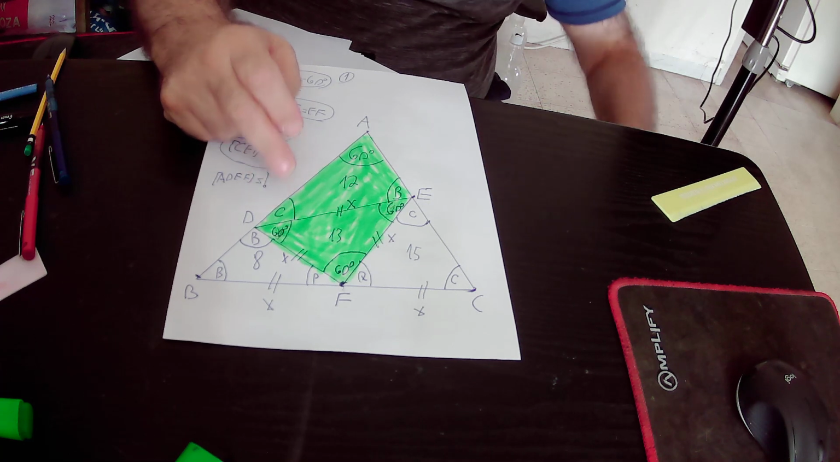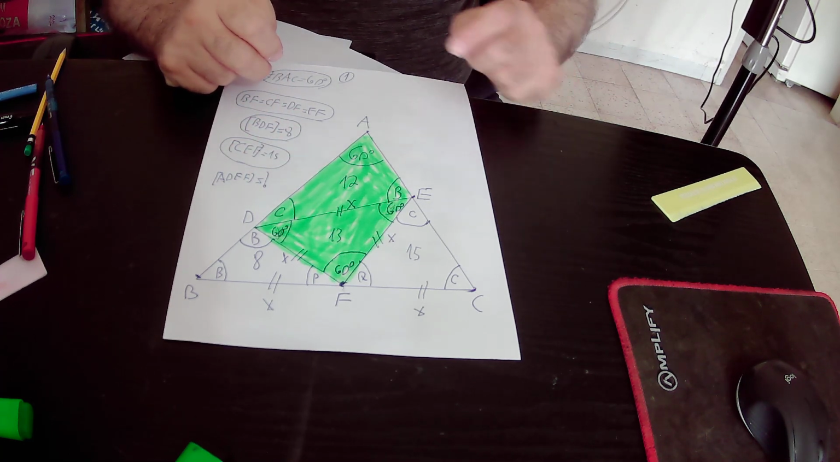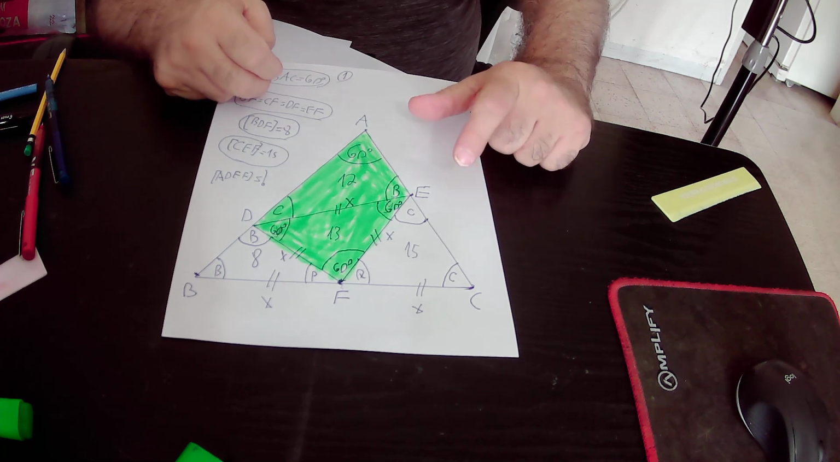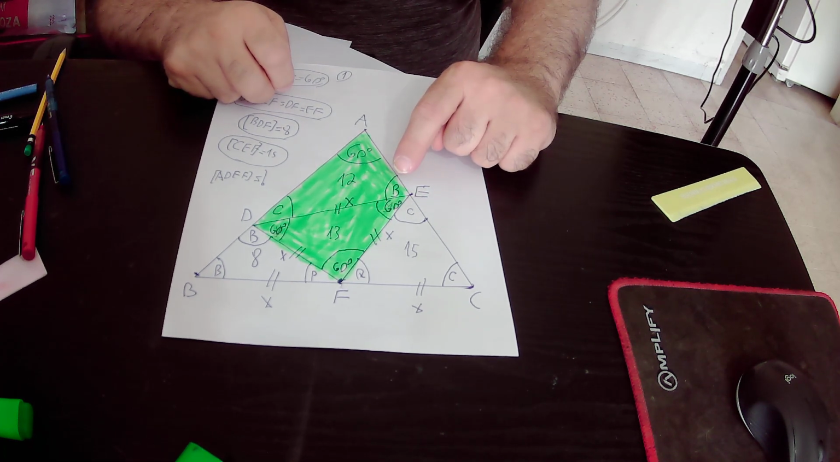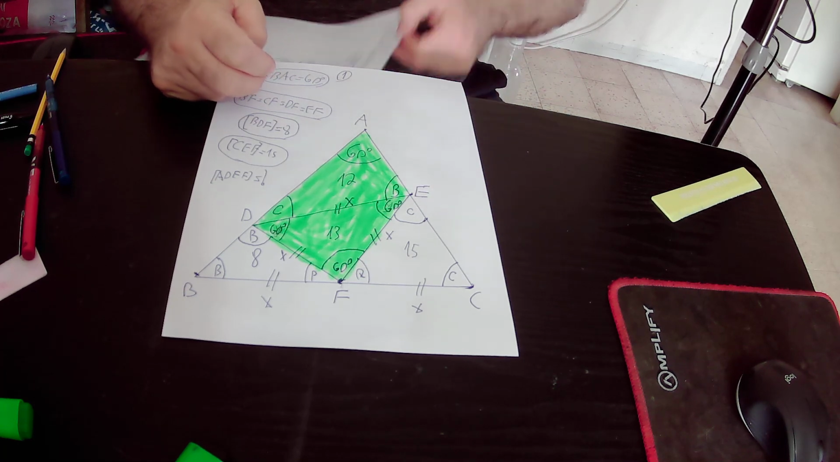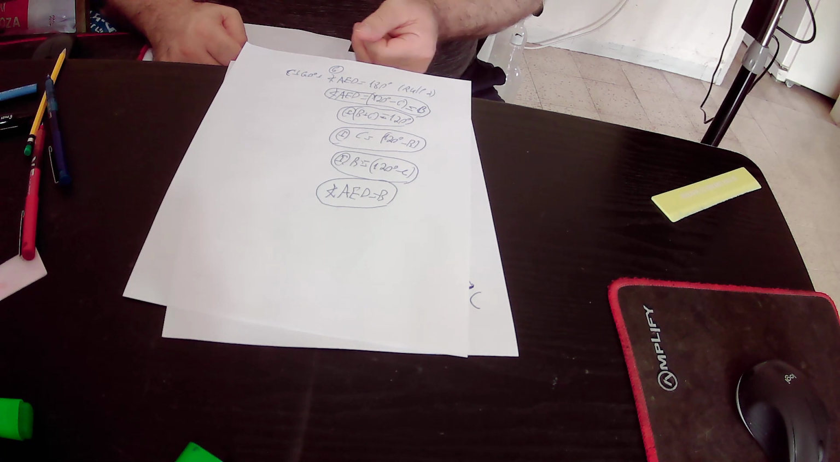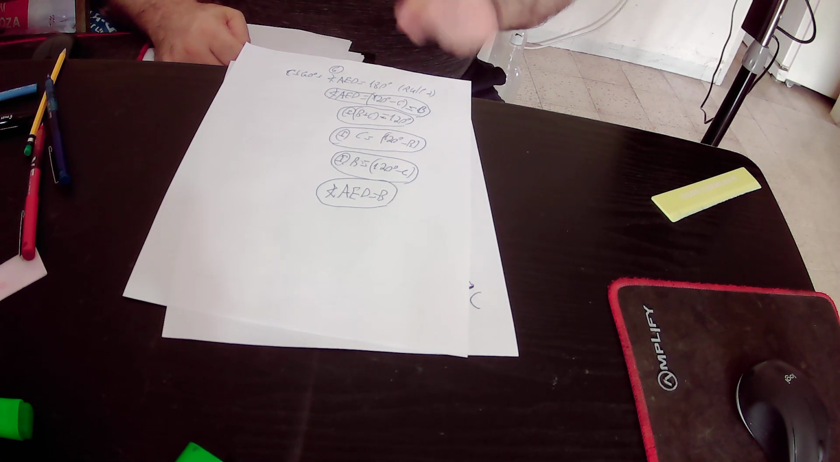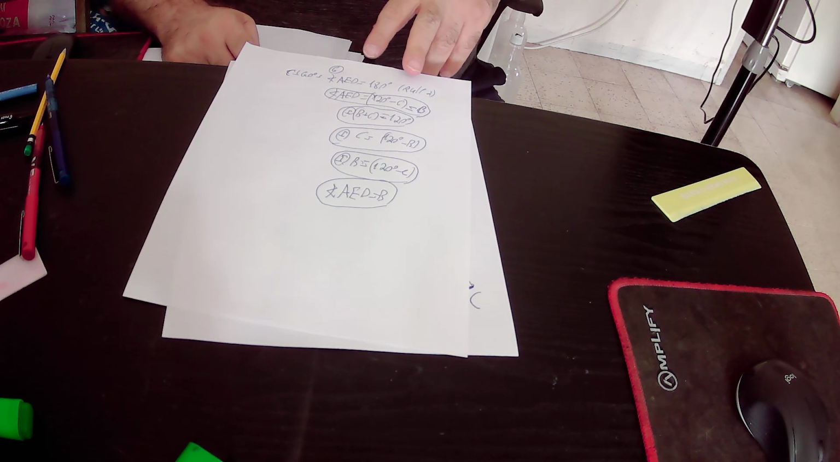We repeated the same process on the other side of triangle ABC. We know that AC is a straight line, therefore C plus 60 degrees plus angle AED must be equal to 180 degrees according to rule number 2. Then we subtracted C and 60 degrees from this equality and we got that angle AED equals 120 degrees minus C.